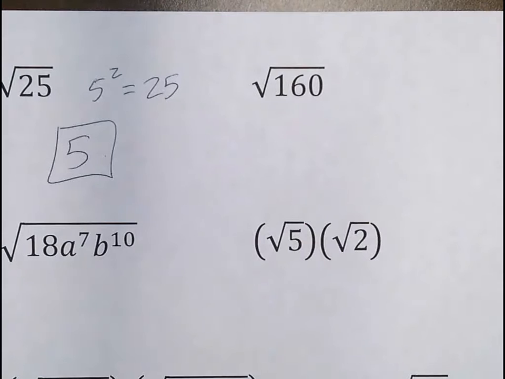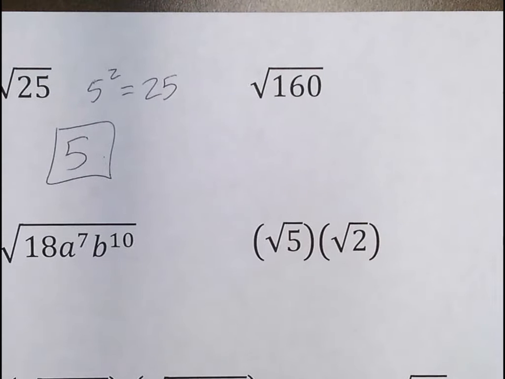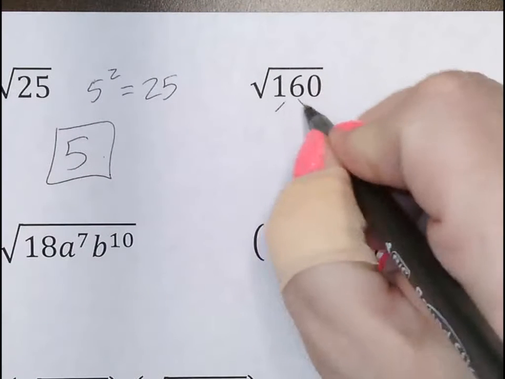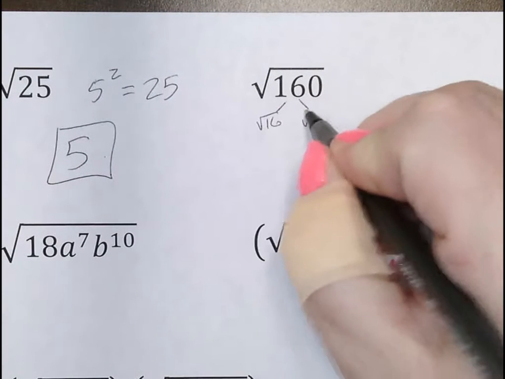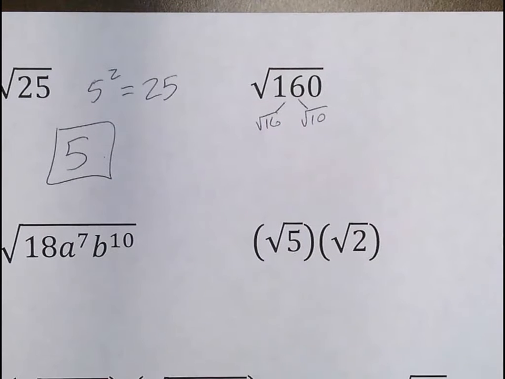Square root of 160 is, we need to simplify by breaking that down into something we can take the square root of. We need to find a perfect square that's a factor. There are lots of ways to break down 160. You could do 4 times 40, 2 times 80, but the one that has the biggest perfect square as a factor would be 16 times 10.